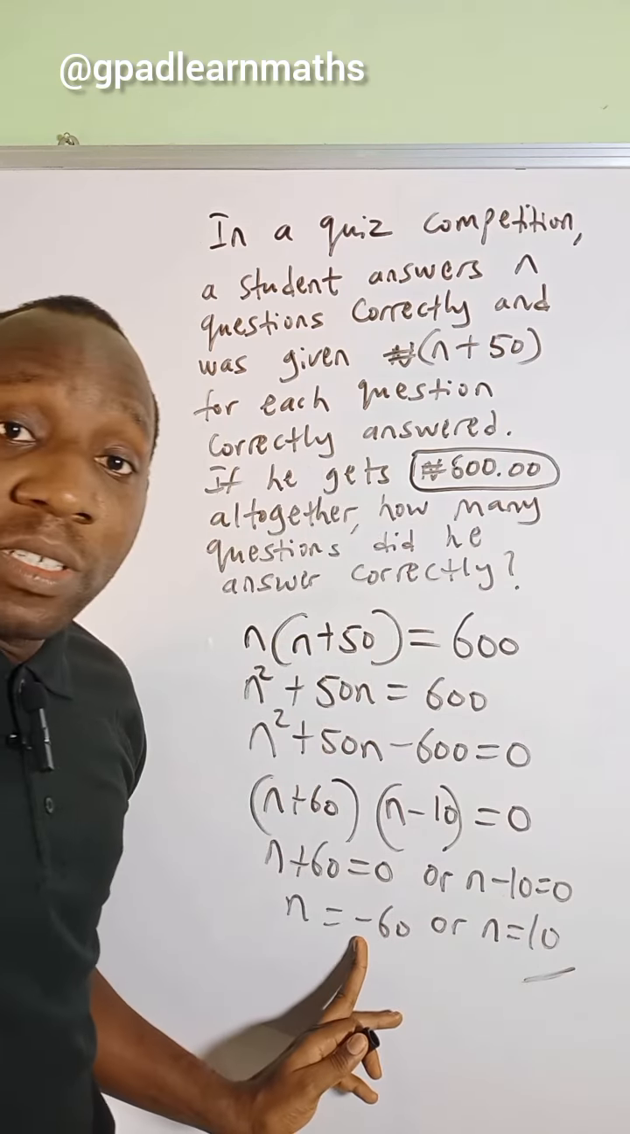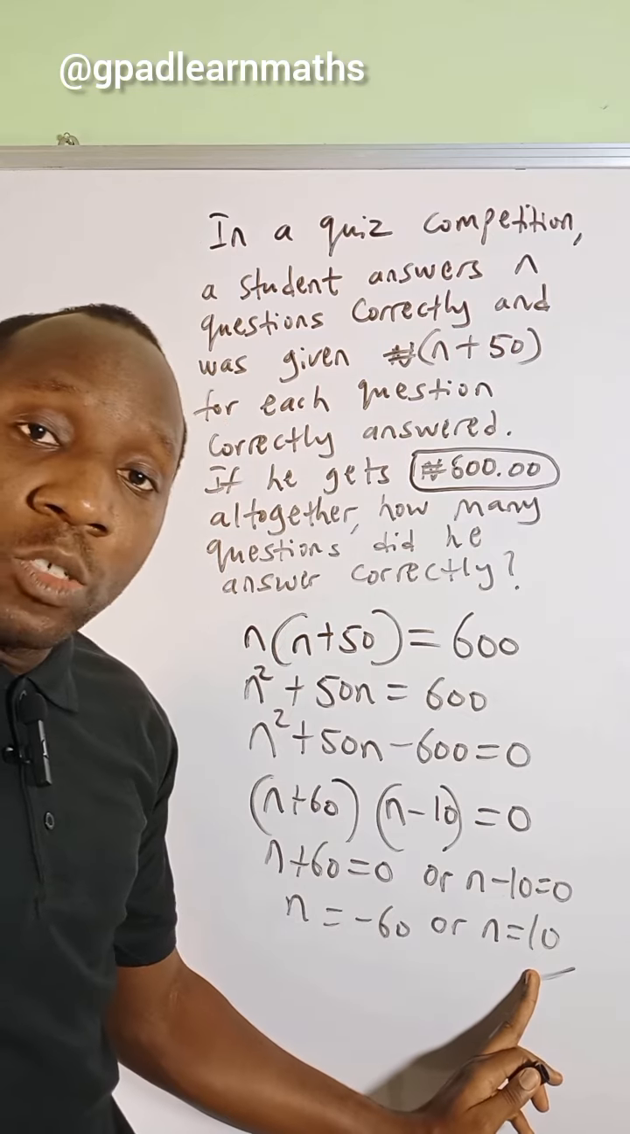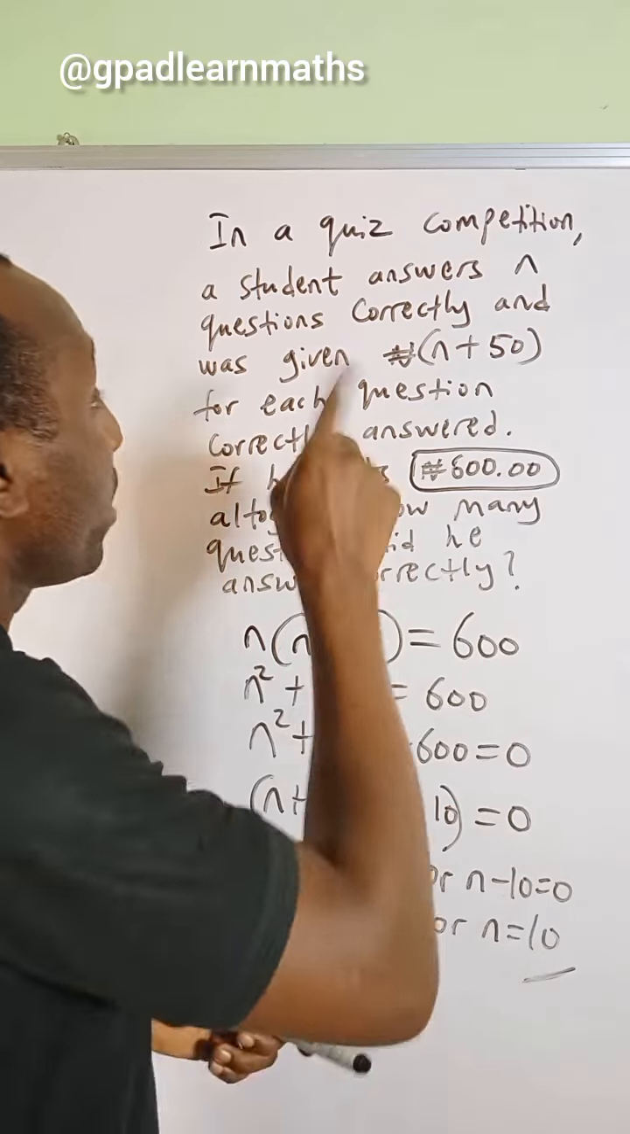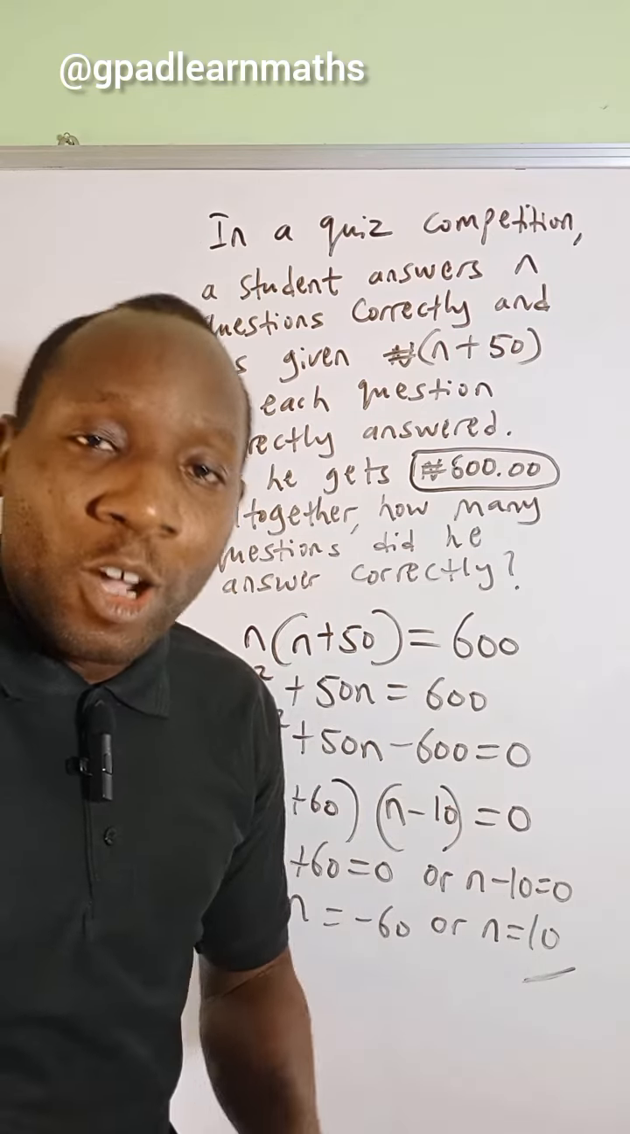Now we cannot use minus 60 because it's a negative number, so we can use 10, which means this student answered 10 questions correctly. Thank you.